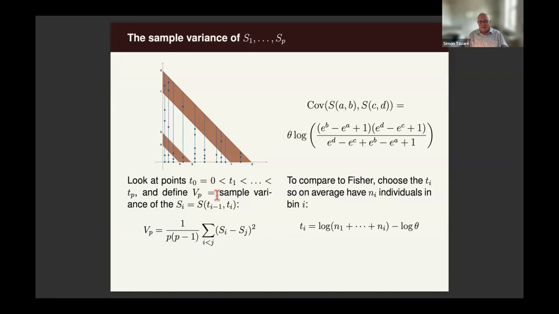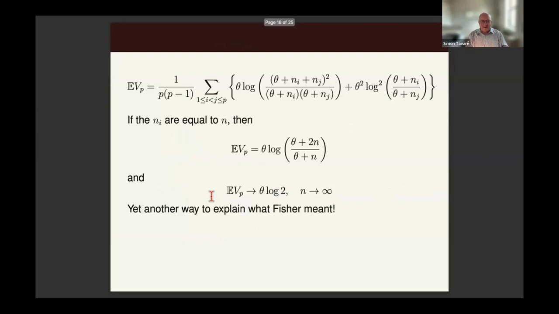Ti is the log of the sum of the n's minus log of theta. And if you do that, then you get a very simple explicit formula for what the covariance looks like, and therefore what the expected value of the variance of the sample variance looks like. In particular, if all the n's are equal, then this simplifies quite a lot. The term on the right disappears, and you just get E of VP is asymptotic to theta log 2, which is exactly what Fisher meant.